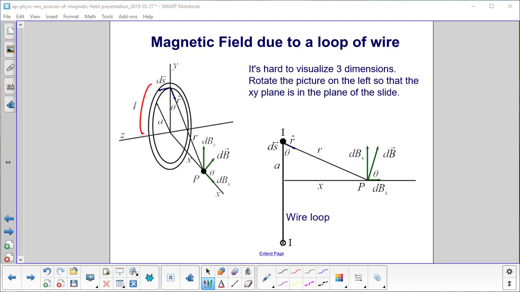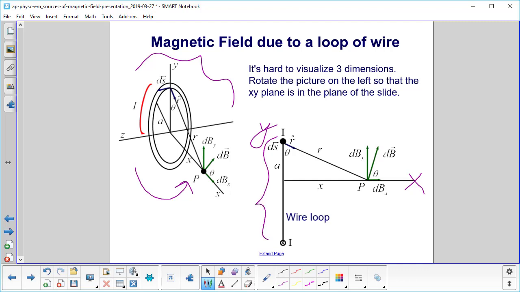It's hard to visualize 3 dimensions on a piece of paper or a slide. And even so, when you have to draw it, it's hard to draw it too. So we're going to just rotate this in that direction. So we have the x-axis here, okay? And then this will be the y-axis. So the xy plane will now be in the plane of the slide. So our wire loop now is this thing over here to the left.